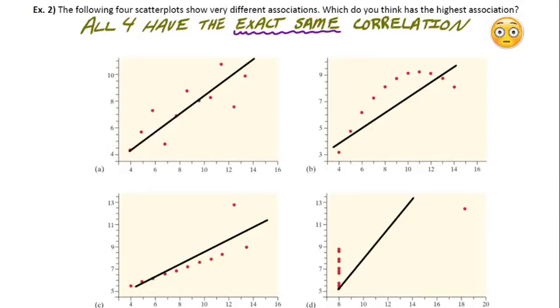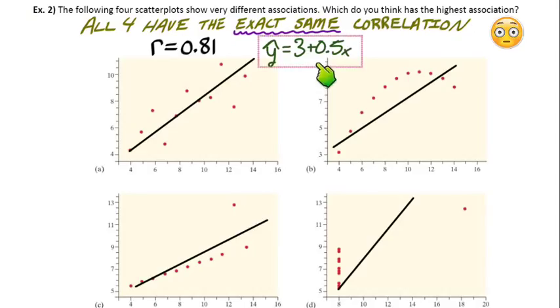It's my surprise face, little emoji. They all have the same exact correlation. They are all R equals 0.81. And they all follow this line, y hat equals 3 plus 0.5x. Mine may look a little different. Well, for one, I just gave a little sketch of what I thought. But they're also on different scales here, so that would change the way the line looks too. But if you calculated it, they all have the exact same correlation and the exact same regression line.